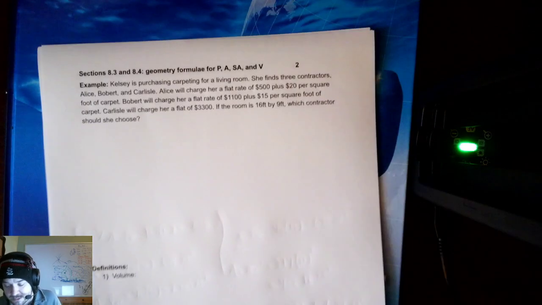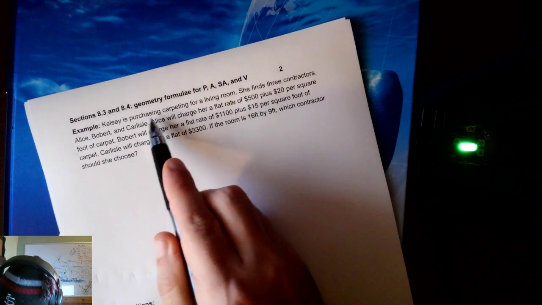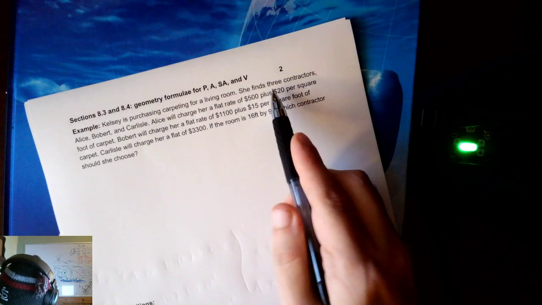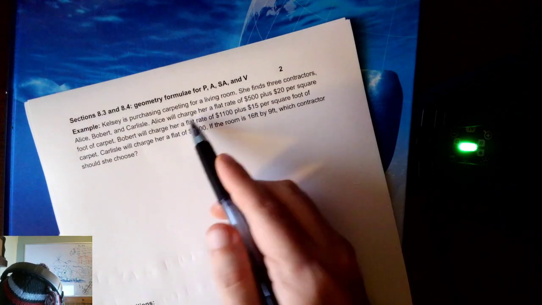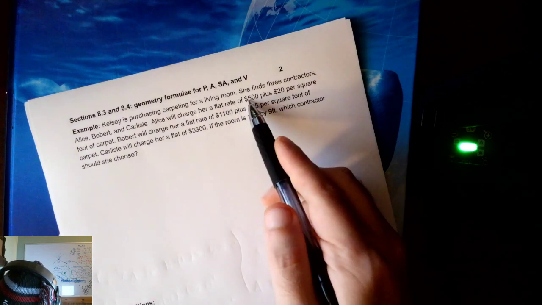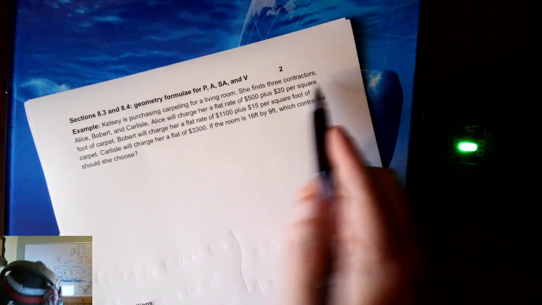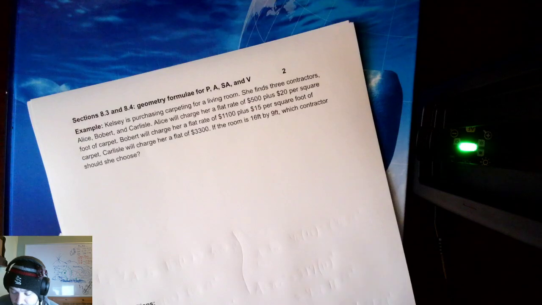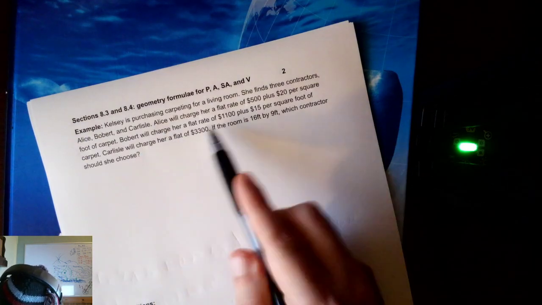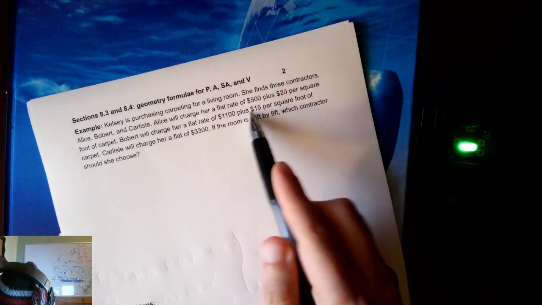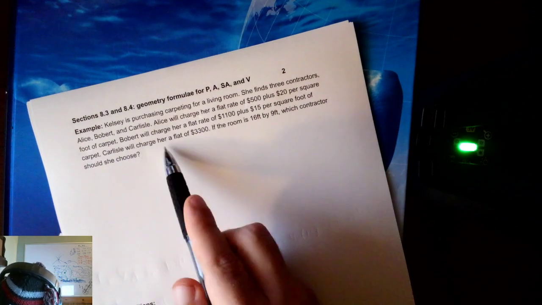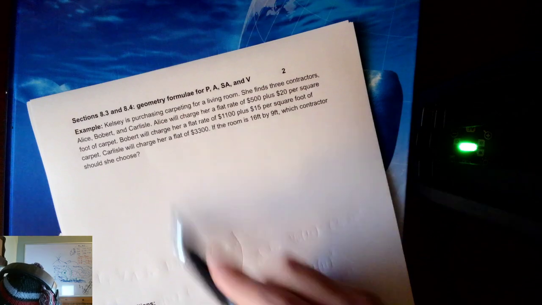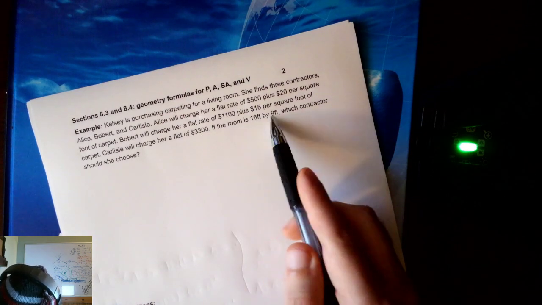Let's look at another example. It says Kelsey is purchasing carpeting for a living room. She finds 3 contractors, Alice, Bobbert, and Carlisle. Alice will charge her a flat rate of $500 plus $20 per square foot of carpet. Bobbert will charge a flat rate of $1,100 plus $15 per square foot of carpet. And Carlisle will charge her a flat rate of $3,300. If the room is 16 by 9, which contractor should she choose?